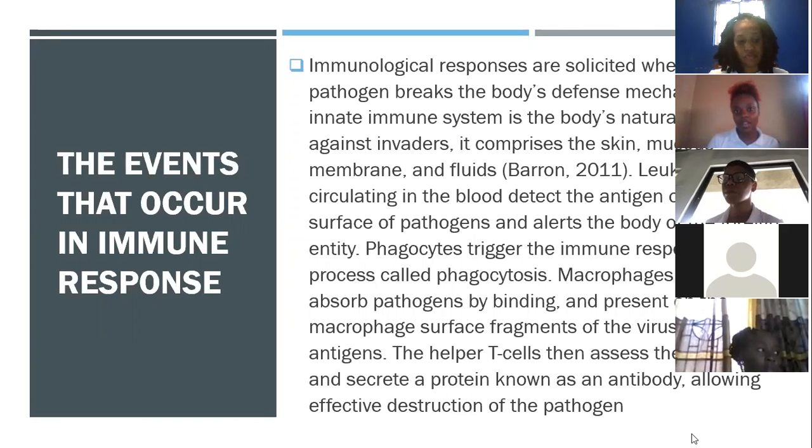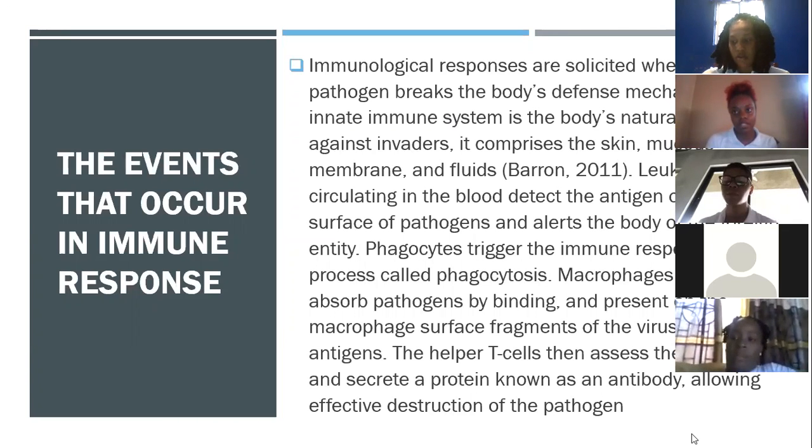Well, sir, immunological responses are solicited when a pathogen breaks the body's defense mechanism. The innate immune system is the body's natural defense against invaders. It comprises the skin, mucous membrane, and fluids. Leukocytes circulating in the blood detect the antigen on the surface of pathogens and alert the body of the foreign entity. Phagocytes trigger the immune response by a process called phagocytosis.